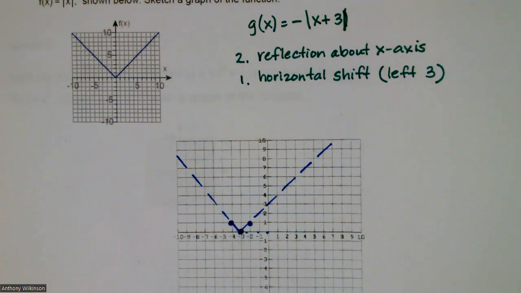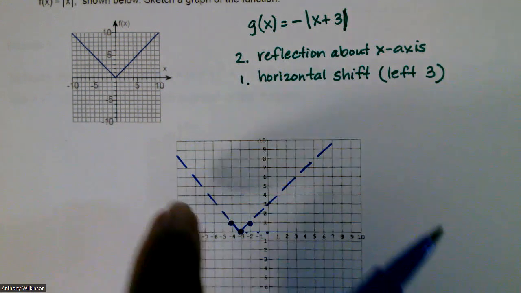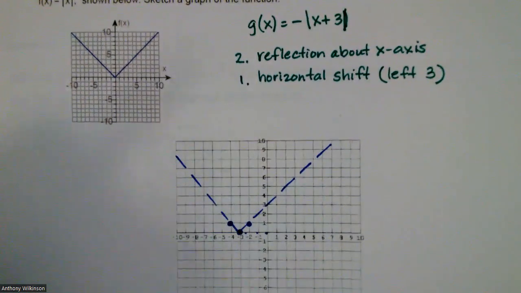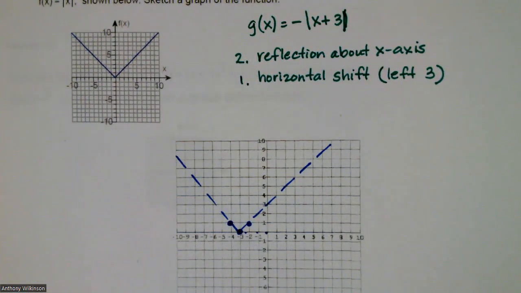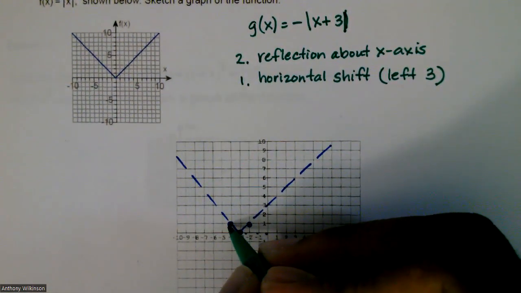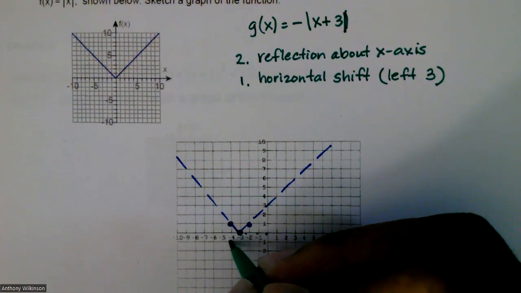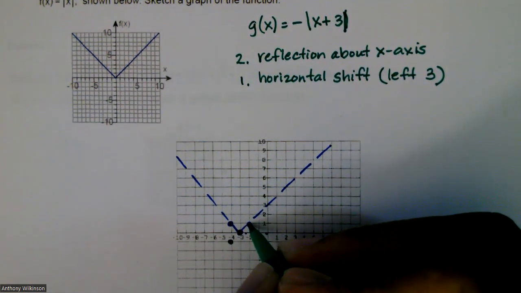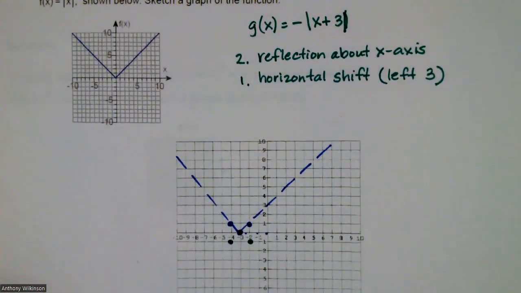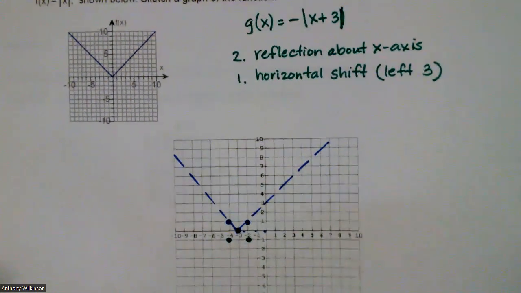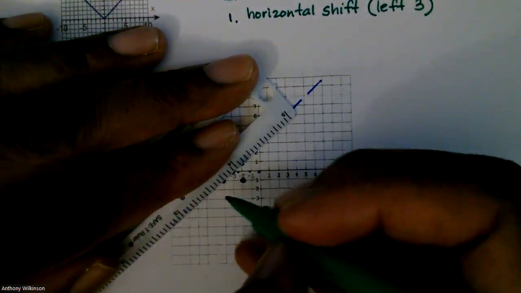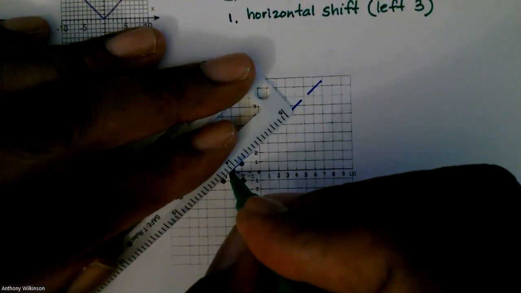Because I also have to do the reflection about the x-axis. So that means I need to reflect this to be down here. So here's what my final graph will look like. This point will still be on the x-axis, but this point will be reflected downward like this. And this point right here will be reflected downward like this. Okay? So that's the reflection about the x-axis. So here's what the final graph looks like.